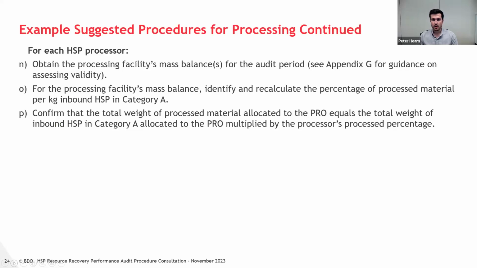And then again, for each processor, we're suggesting the auditors might want to obtain a mass balance and use that mass balance to validate the numbers that have been reported by a specific processor. They would use the mass balance to identify and recalculate the percentage of processed material for that processor, and then compare it to the reported amounts for that processor.